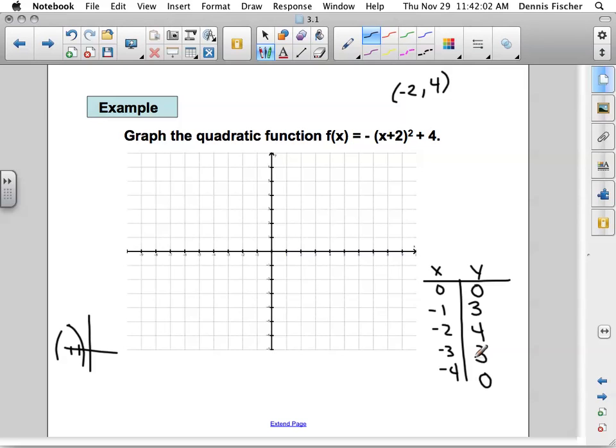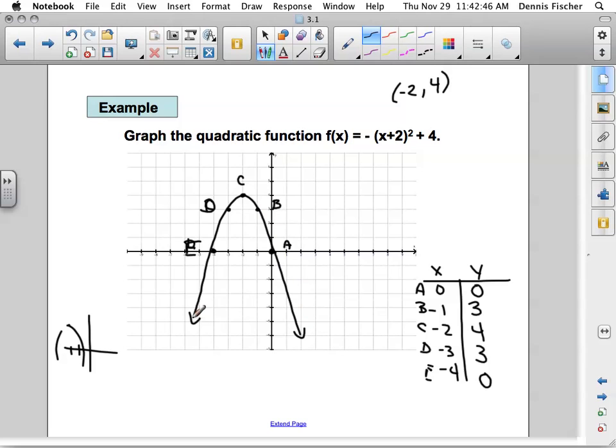So now if I go on my graph, I graph this out, -2 and 4, I'm going to put my vertex. I'm going to label my points here real quick, A, B, C, D, and E. So this is going to be point C. At 0, 0, A, -1, 3, B, -3, 3 is going to be C, and -4, 0 is going to be, actually I think I made one wrong here. This is going to be D, this is going to be E. So now if I do my graph here, my graph would look something like that.